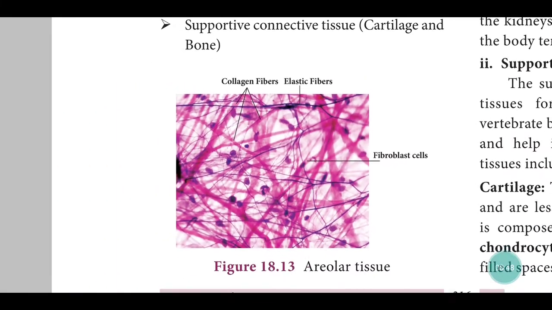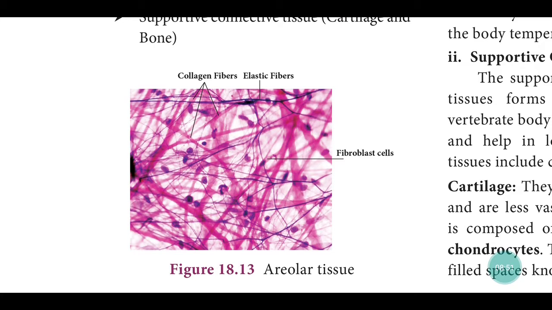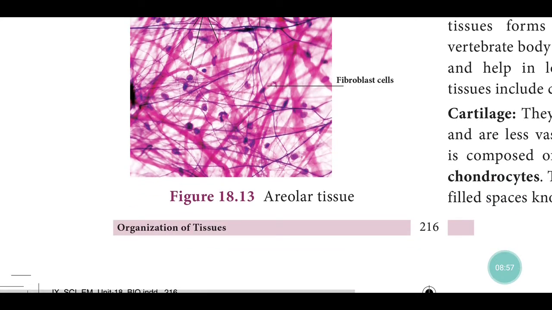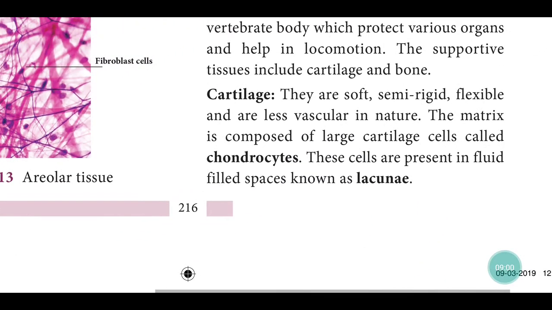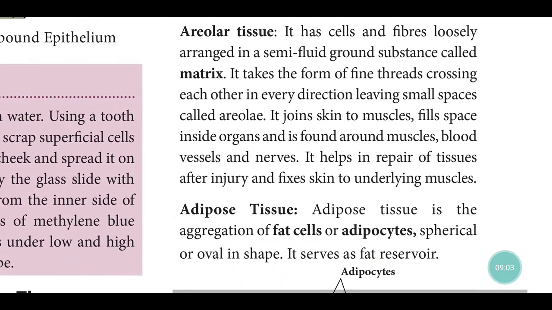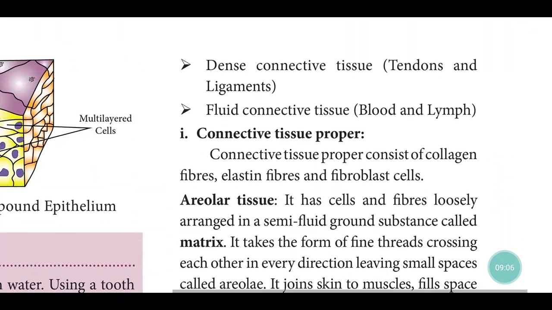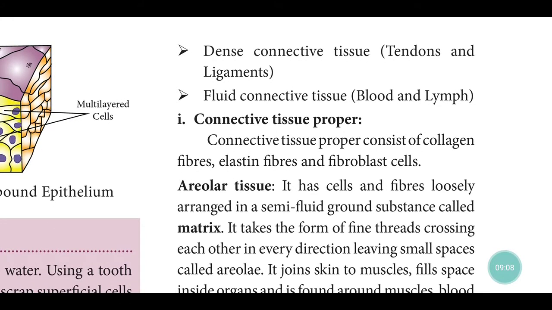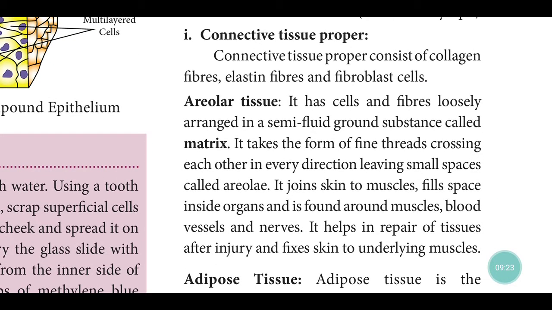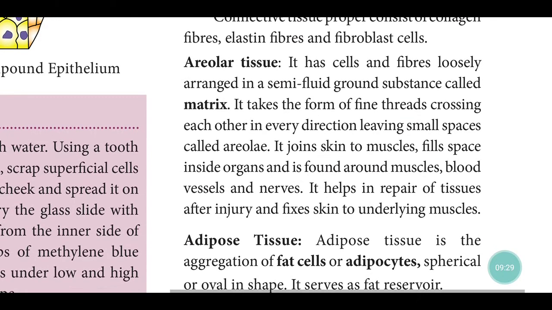You see, this is the areolar tissue. Collagen fibers, that is a protein, elastic fibers, and fibroblast cells are there in areolar tissue. Next, dense connective tissue: tendons and ligaments. What are tendons and ligaments? With the picture we will see later. Fluid connective tissue: blood and lymph. These tendons and ligaments help attach muscles to bone and bone to bone.